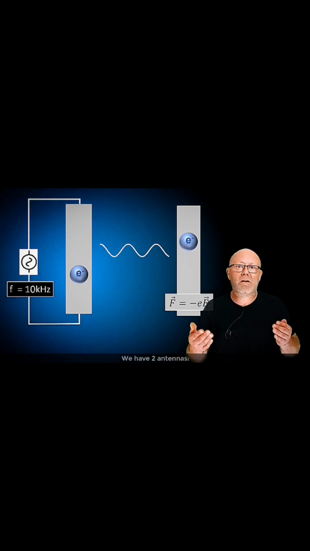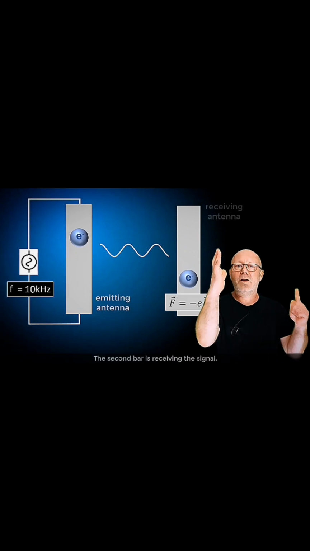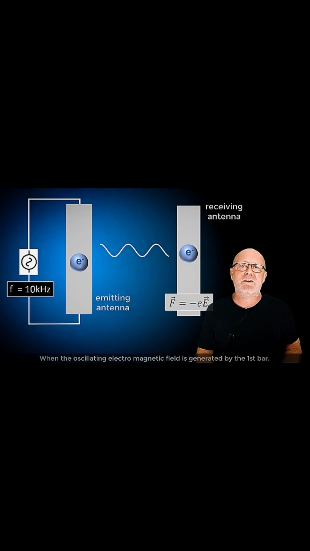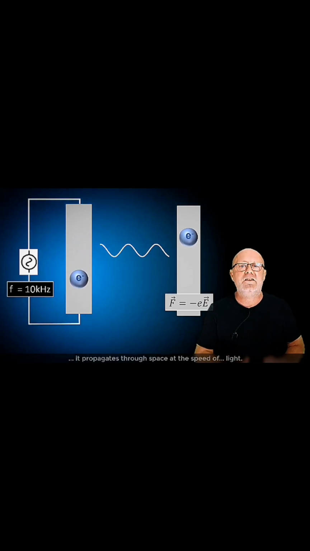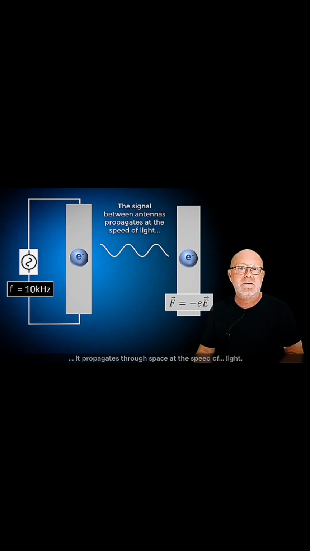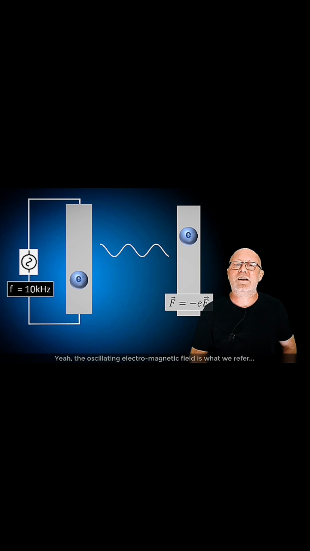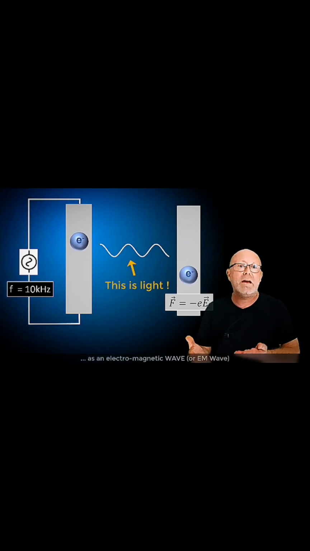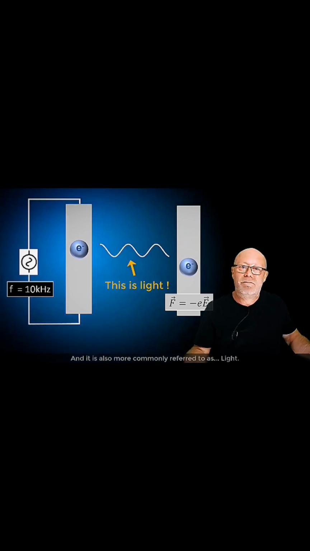Yeah, we have two antennas. The first bar is emitting the signal. The second bar is receiving the signal. When the oscillating electromagnetic field is generated by the first bar, it propagates through space at the speed of light. The oscillating electromagnetic field is what we refer to as an electromagnetic wave or EM wave, and it is also more commonly referred to as light.